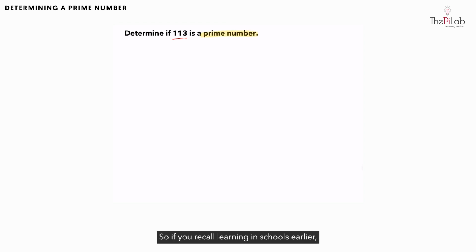So if you recall learning in school earlier, a prime number actually has two factors, which is 1 and itself. So in other words, for a number to be a prime number, it needs to be divisible by exactly two factors, which are 1 and itself.